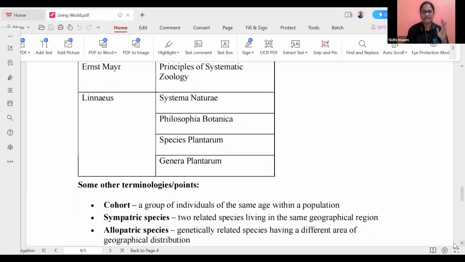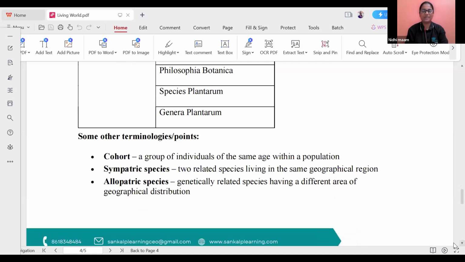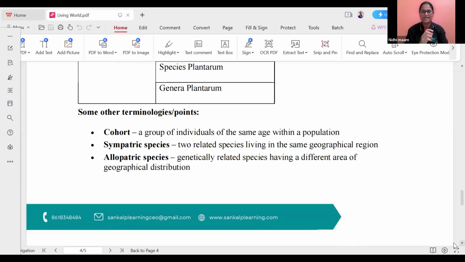These 4 books are written by Linnaeus. Some of the terminologies, important points: a word that comes up is cohort. Cohort means a group of individuals of the same age within a population.